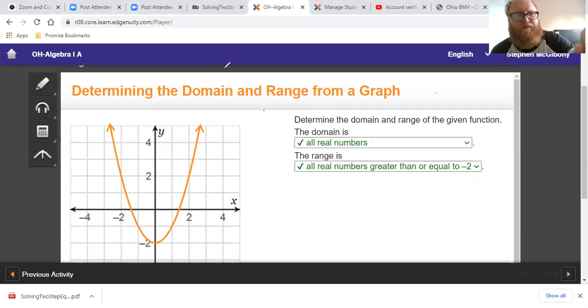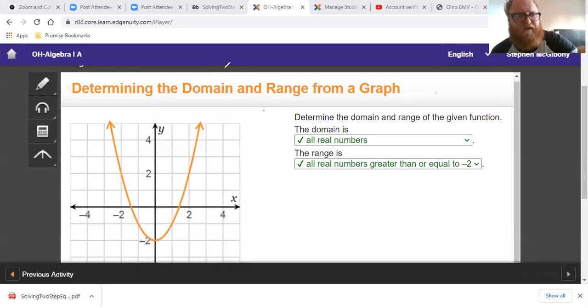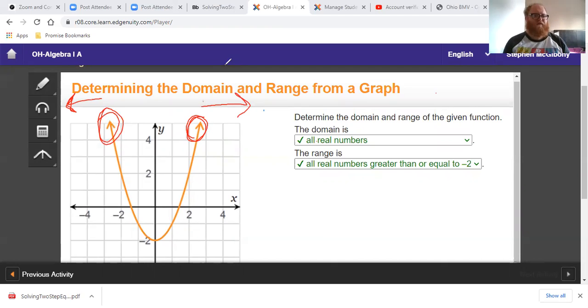Now, why is it all real numbers? Because we have an arrow on the left side of the graph. It's going to keep going up and to the left forever. And we have an arrow on the right side of the graph, so it's going to keep going to the right forever. So eventually it's going to hit every number on the x-axis going to the left, and eventually it's going to hit every number on the x-axis going to the right. So it literally doesn't matter what number we can put in. We can put in any number for x and get an output. So the domain is all real numbers.